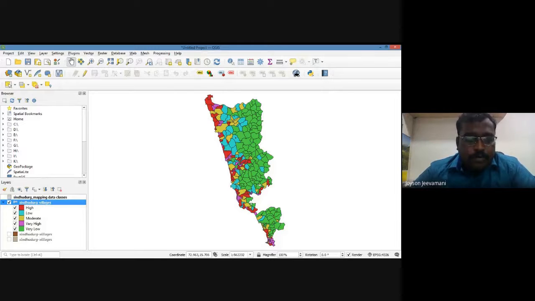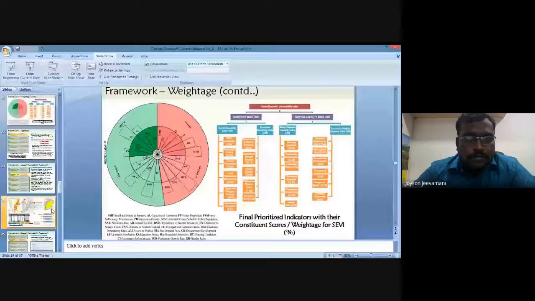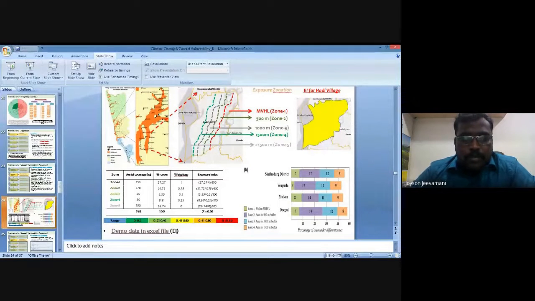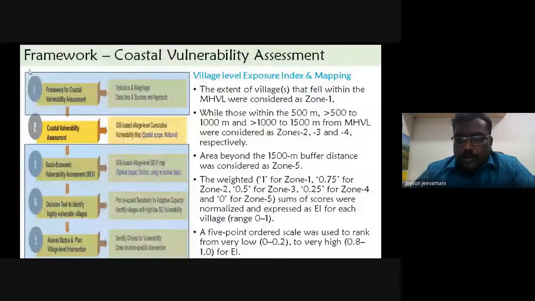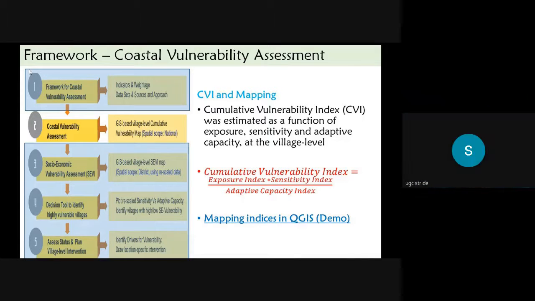Okay, with this I am going back to the PPT. So this is how the cumulative vulnerability index or exposure index, sensitivity index, and adaptive capacity can be mapped using the QGIS software. You can see the PPT now. Yeah. Okay.